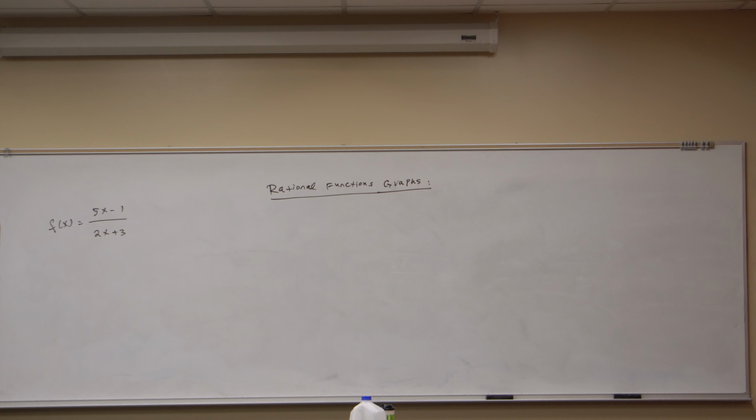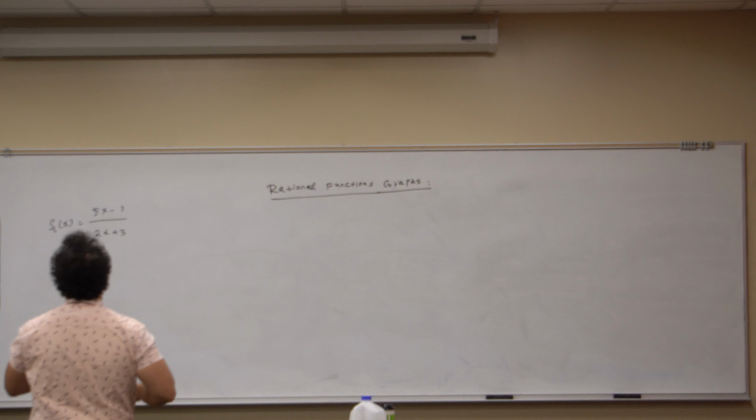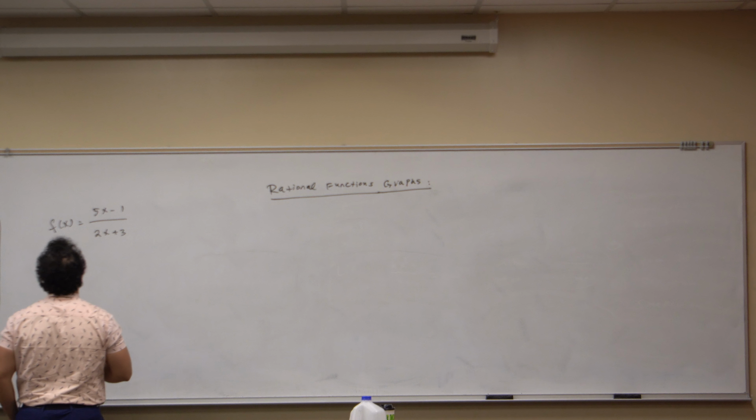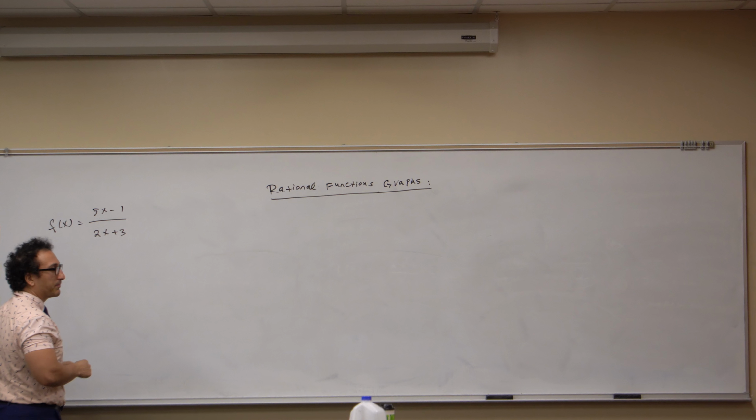Now we're going to be talking about how to graph rational functions. Here we have the rational function f of x is equal to 5x minus 1 divided by 2x plus 3.